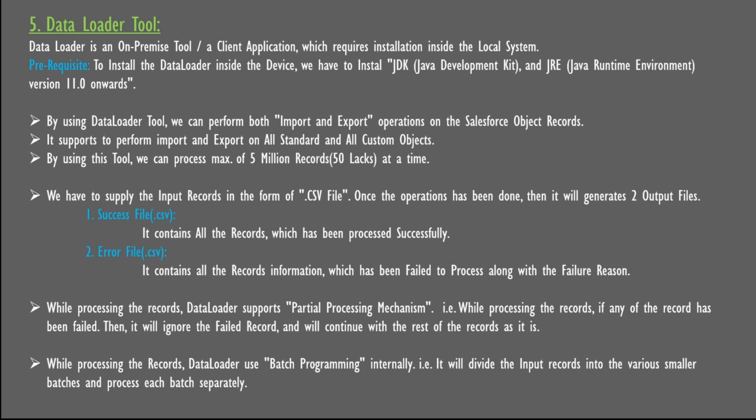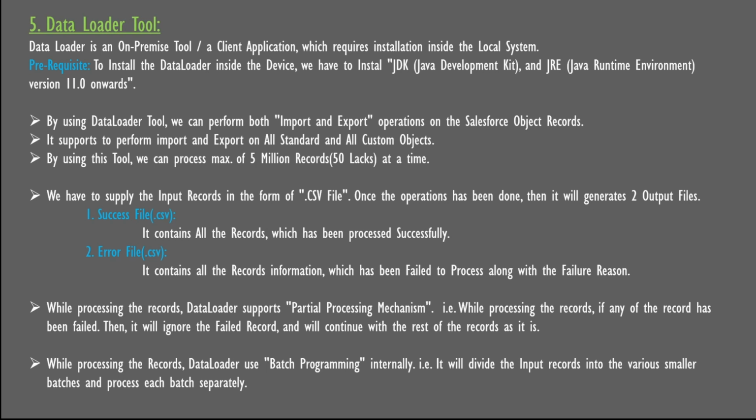By using this tool, we can process a max of 5 million records at a time. We have to supply the input records in the form of a .csv file. Once the operation has been done, it will generate 2 output files, a success file and an error file. Success file: it contains all the records which have been processed successfully. Error file: it contains all the record information which failed to process, along with the failure reason.